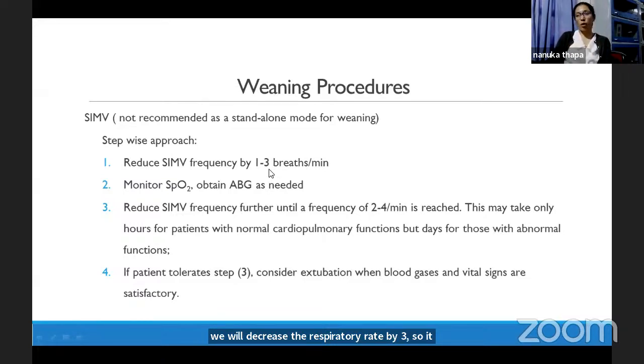If the patient tolerates this, subsequently we will again decrease the rate by 3 and thereby eventually go to a set rate of 2 to 4. The logic of doing this is that in small aliquots, we transfer the load of breathing from the ventilator to the patient, such that the patient is taking more spontaneous breaths and fewer mandatory breaths from the ventilator. If the patient tolerates step 3, then we consider extubation. And while this is going on, we monitor the SpO2, the hemodynamics of the patient and the general physical condition of the patient.